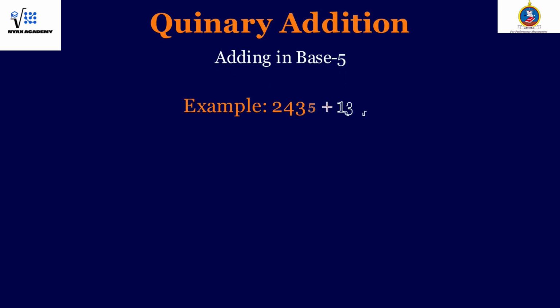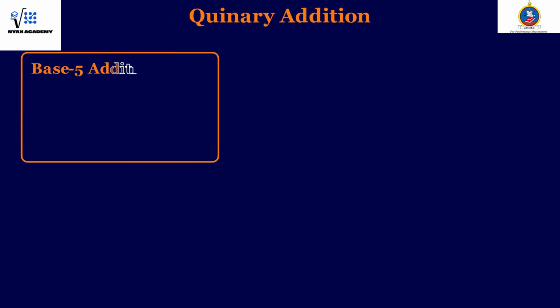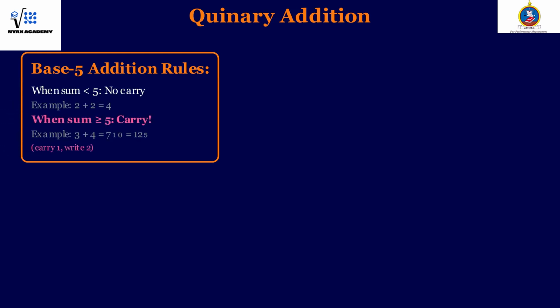Candidates, in this video we'll be looking at quinary addition, adding in base 5. When we're adding in base 5, there are certain rules that we follow. For example, when our sum is less than 5, we do not carry, for example 2 plus 2. But when our sum is greater than or equal to 5, that's when we have to carry.